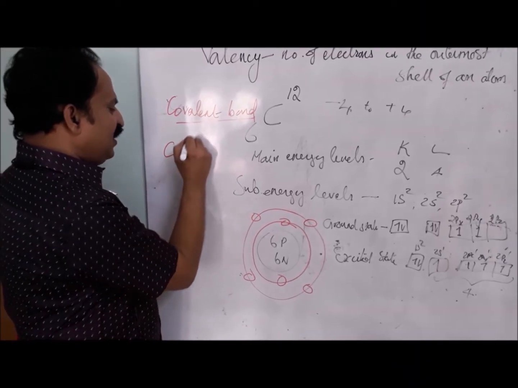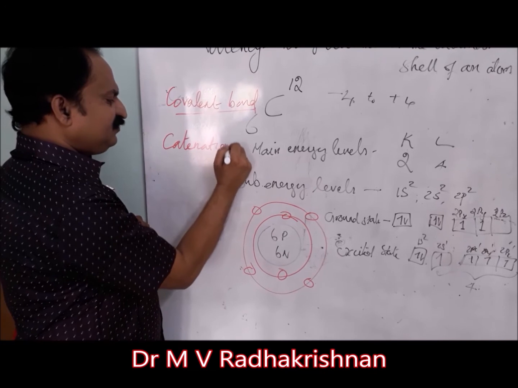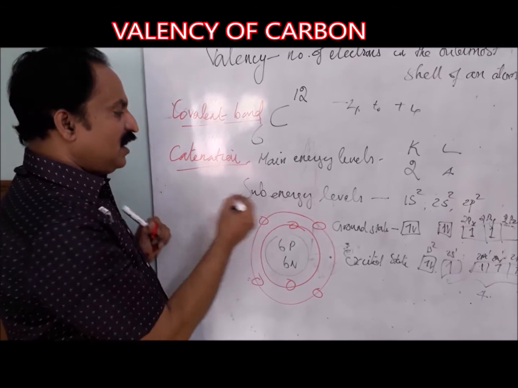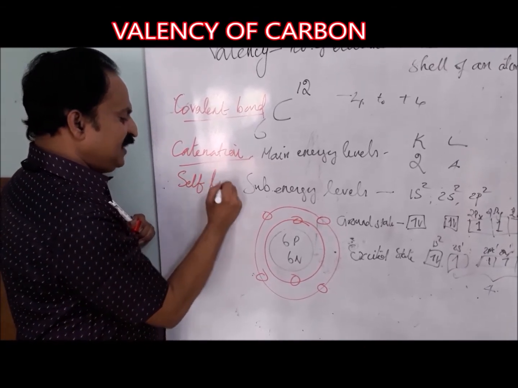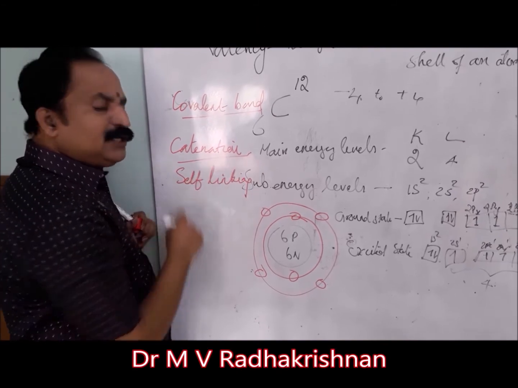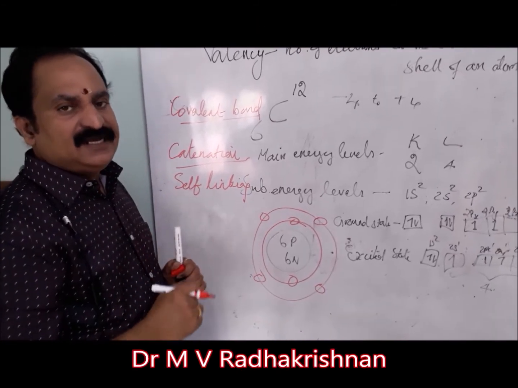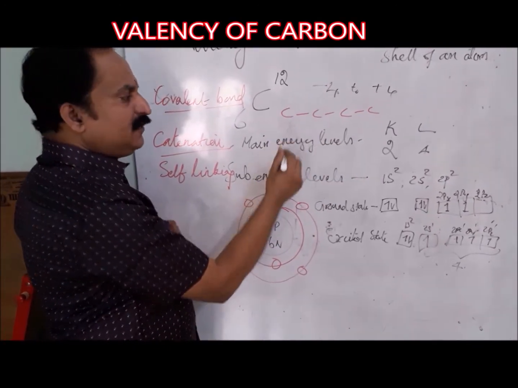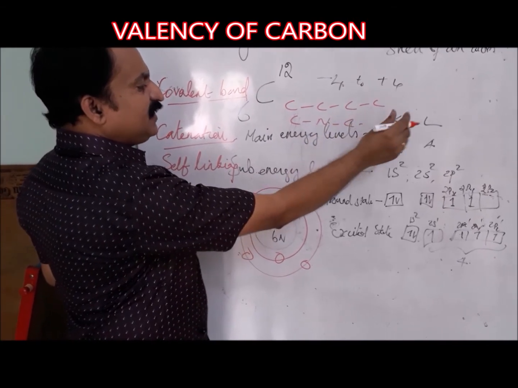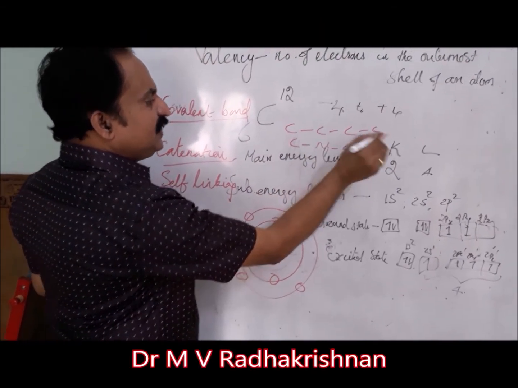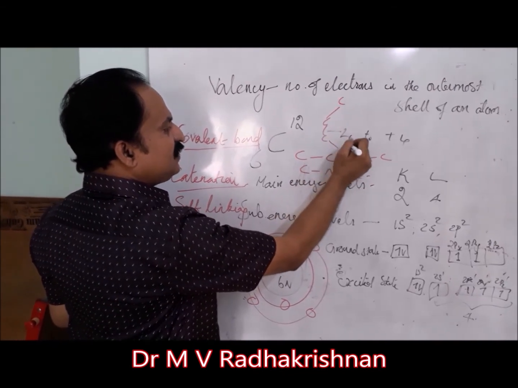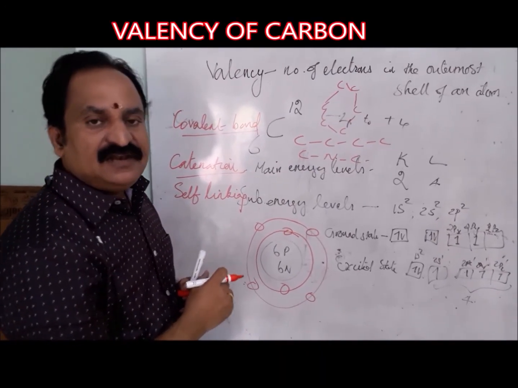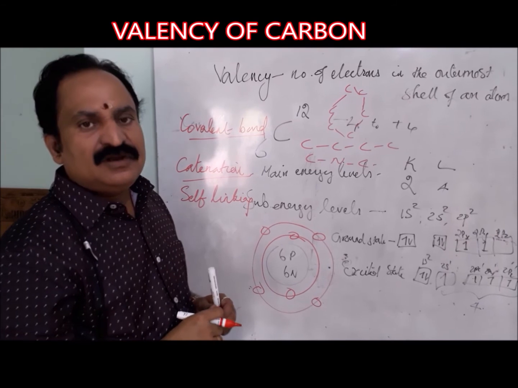Another important property of carbon is catenation. What is catenation? It is the self-linking property of carbon to form chain or cyclic compounds. Carbon can join with another carbon, which can show a chain or a cyclic compound like this. So this property is called catenation, the self-linking property of carbon to form chain or cyclic compounds.